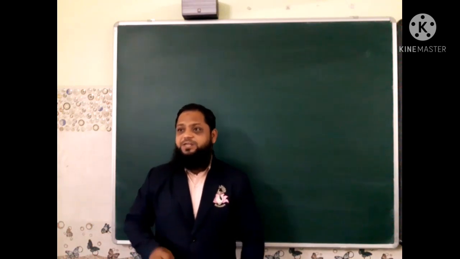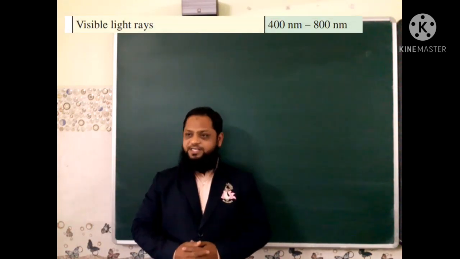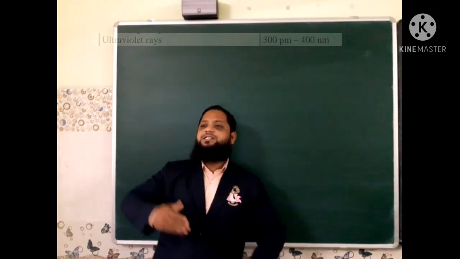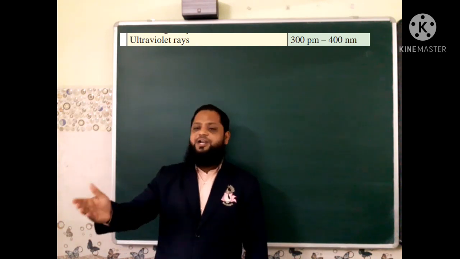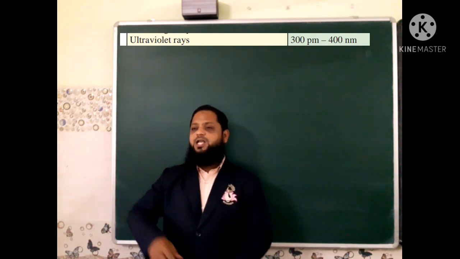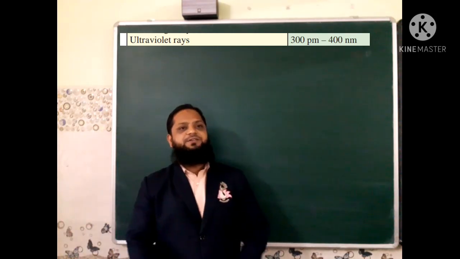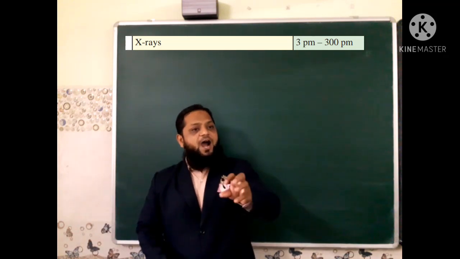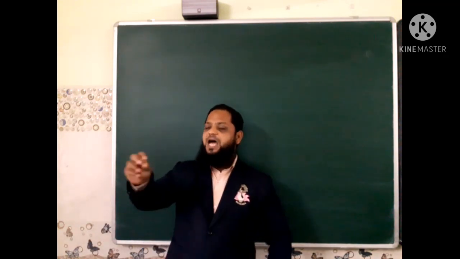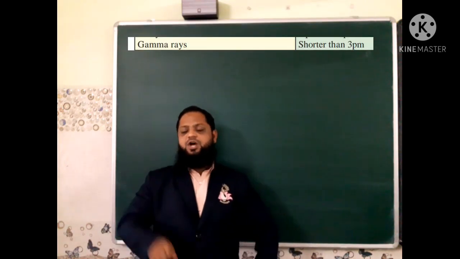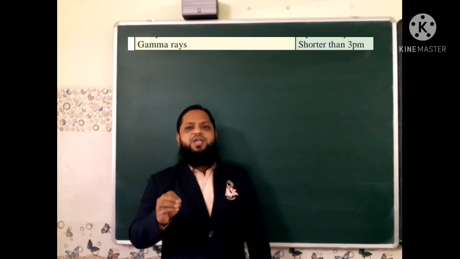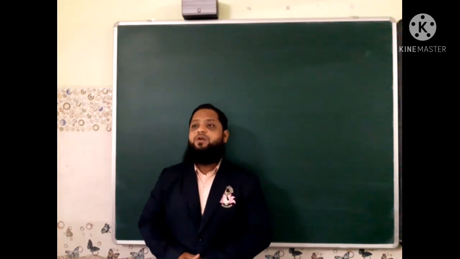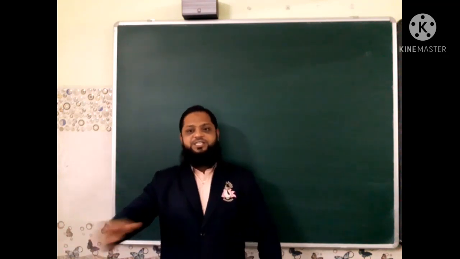Dear children, the wavelength of visible light, which we already studied, is 400 nanometer to 800 nanometer. For ultraviolet rays, the wavelength is 300 picometer to 400 nanometer. The wavelength of X-rays is 3 picometer to 300 picometer. And the last one is gamma rays. The wavelength of gamma rays is shorter than 3 picometer. This is all about the different wavelengths of different radiations.